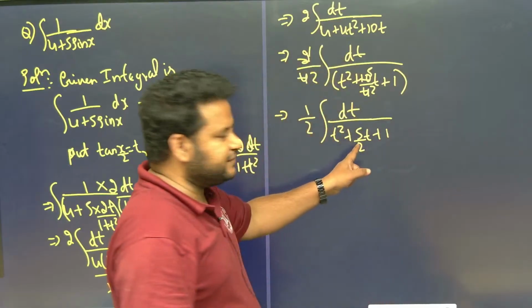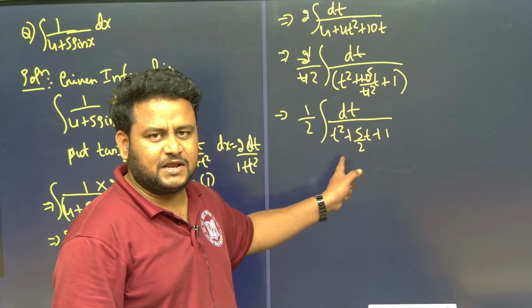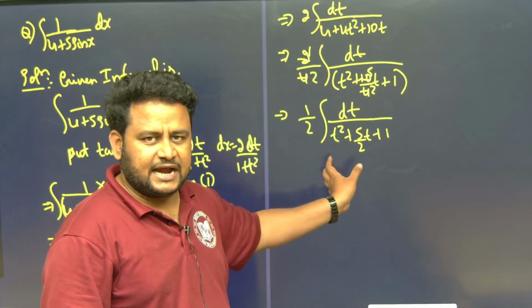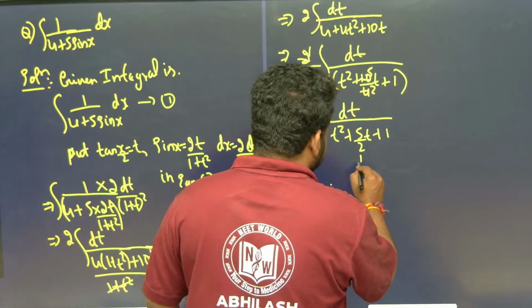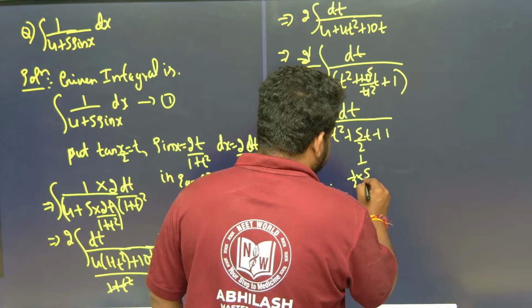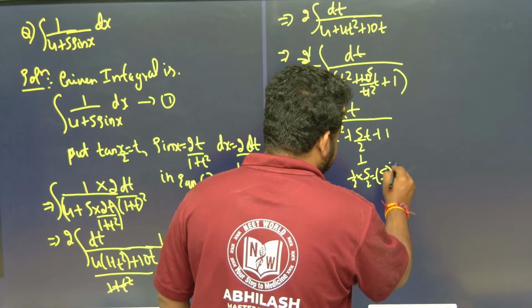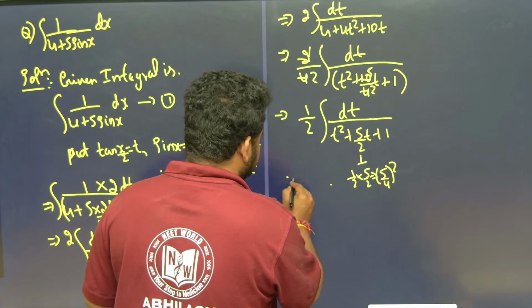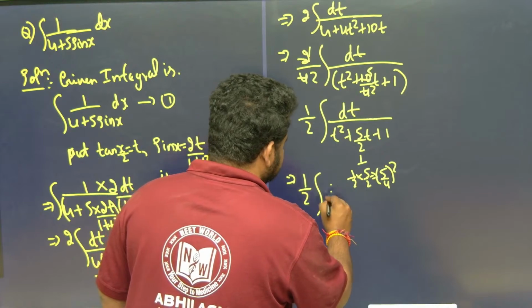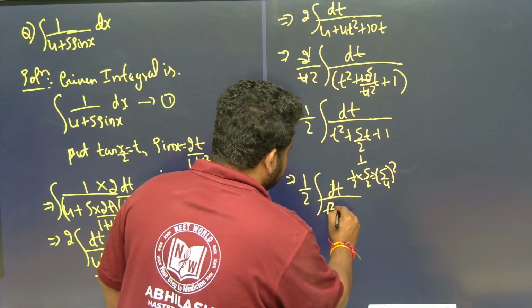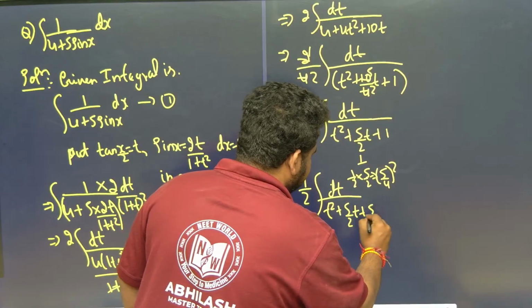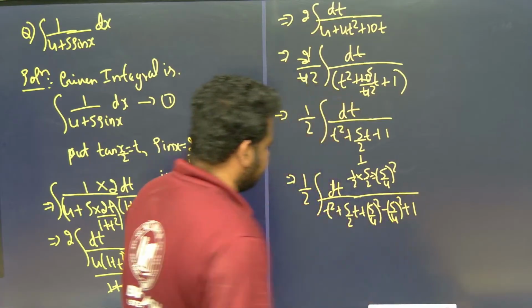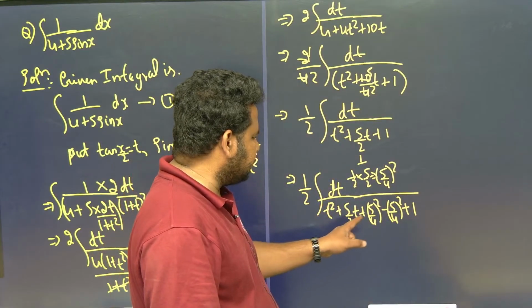Now what should I do? The coefficient of t is 5 by 2. You have to multiply by half, and whatever value you get, you have to square it, add it and subtract it. Half into 5 by 2 is 5 by 4, you have to square it. You have to add and subtract it. So this implies 1 by 2 integral of dt by t square plus 5 by 2t plus 5 by 4 whole square minus 5 by 4 whole square plus 1.